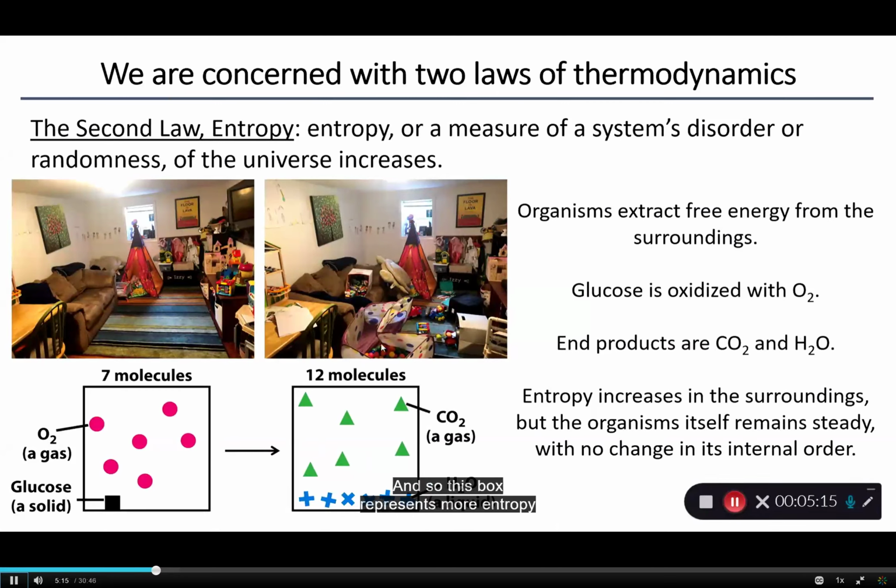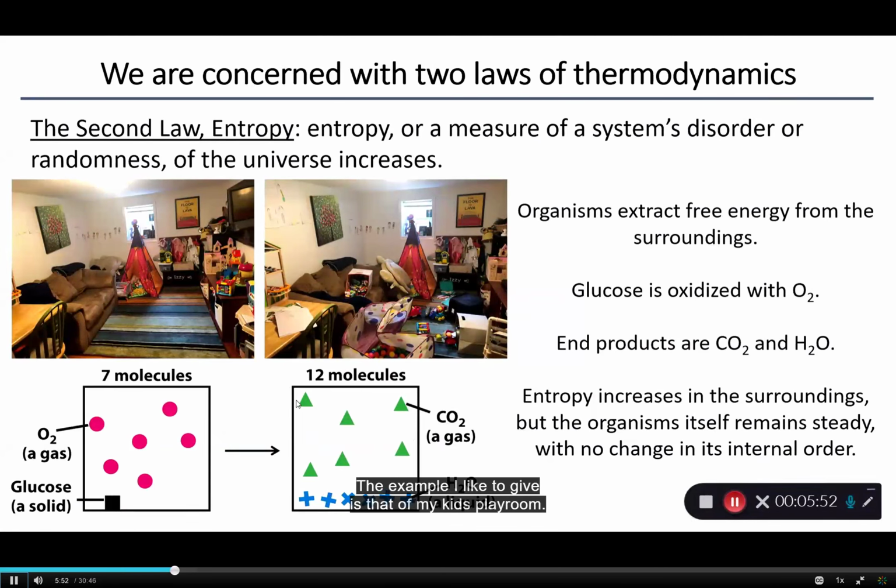And so this box represents more entropy, or more chaos, less order, because if there are more molecules in this space, these molecules can occupy this space in a greater variety of ways than these molecules can. So think of it as these 7 molecules can exist in different areas, and these 12 molecules can exist in different areas, but the number of differences where they can exist and the different patterns they can create in this space is more diverse. So there's more chaos in this space.